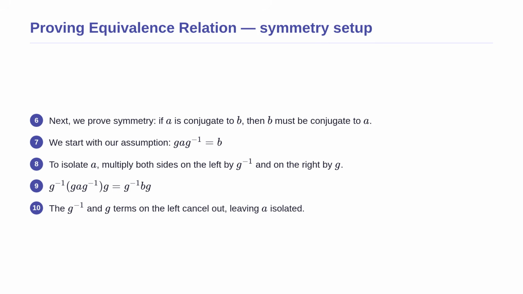Continuing our proof, we now move to the second property, symmetry. We need to show that if A is conjugate to B, then B must be conjugate to A. We start with our standard assumption that A and B are linked by some element G. To reverse this relationship, we need to isolate A. We do this by multiplying both sides of our equation on the left by G inverse and on the right by G. By applying the associative property, the terms on the left side cancel out because any element multiplied by its inverse gives the identity element, leaving A completely by itself.